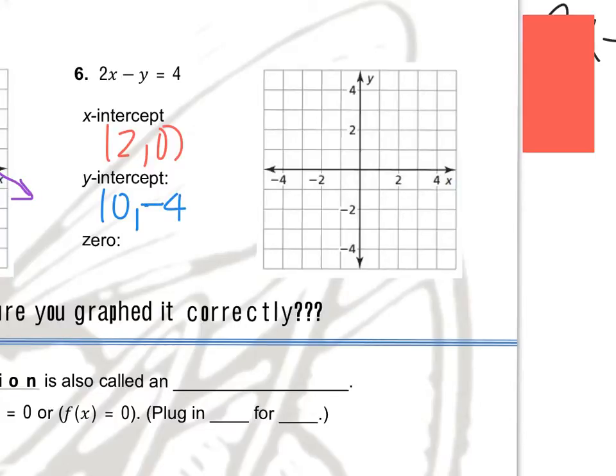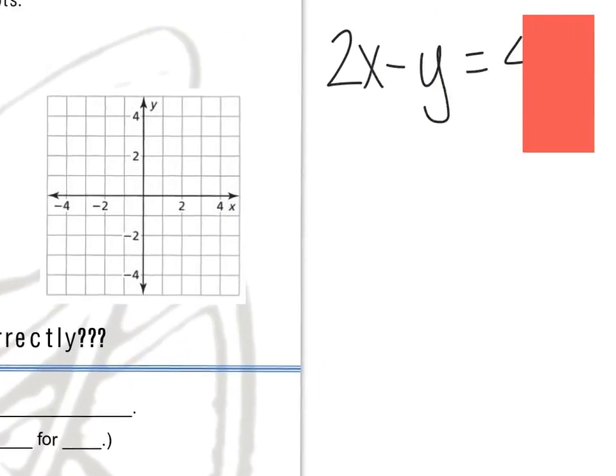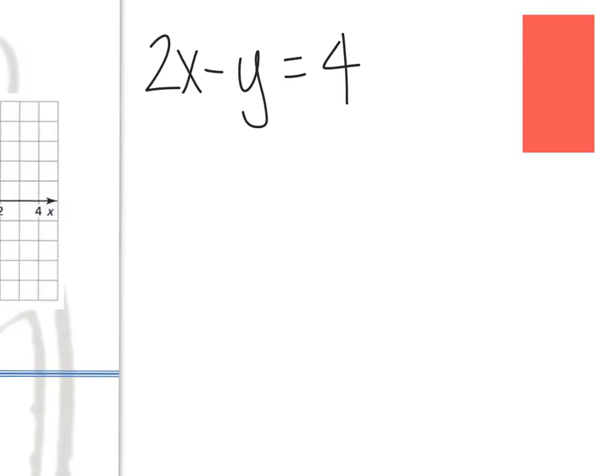So let's talk about how to find those in case you weren't sure. So we have our equation 2x minus y equals 4.